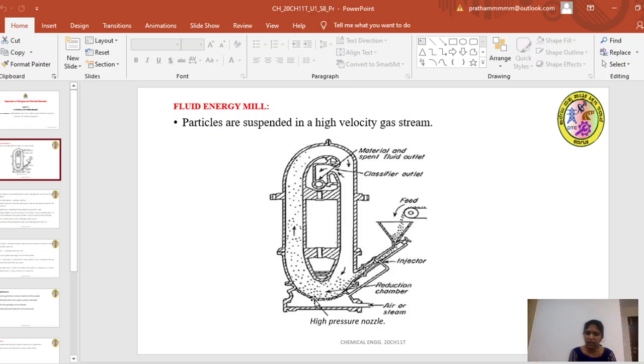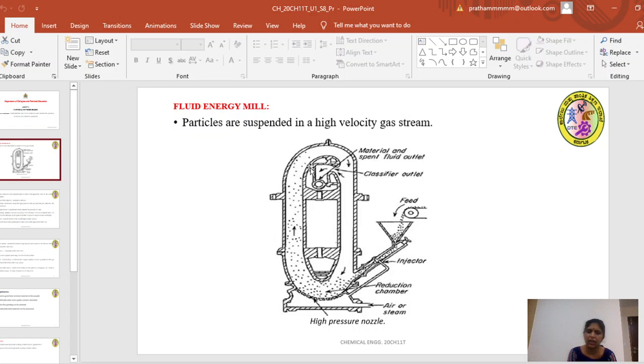The nozzle is used to increase the flow rate, and we are forcing the material in at a higher pressure. So the nozzle is being used. Here air or superheated steam is passed through the nozzle to the inside of the container.